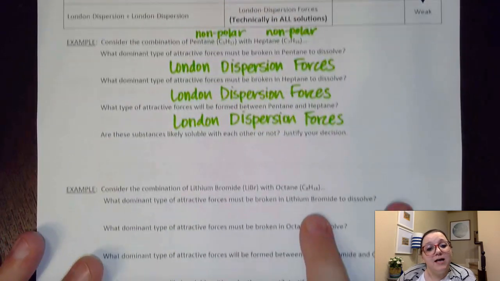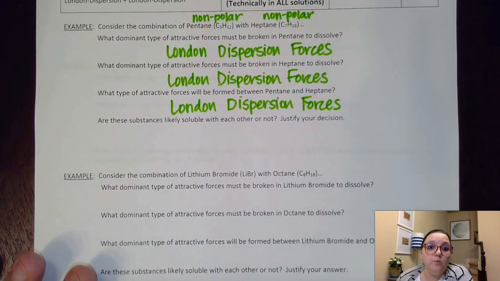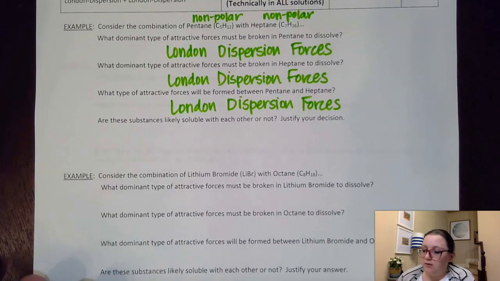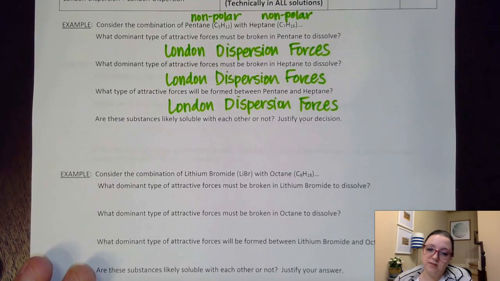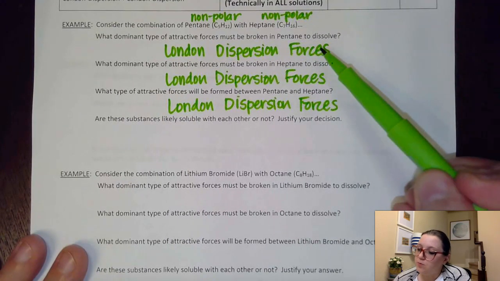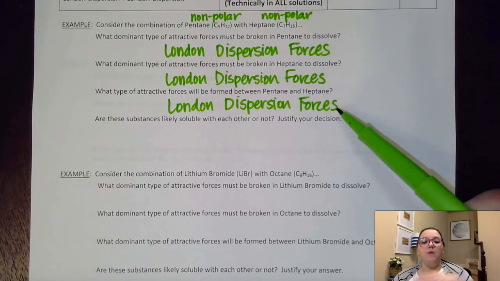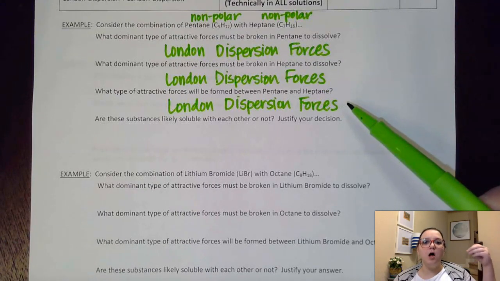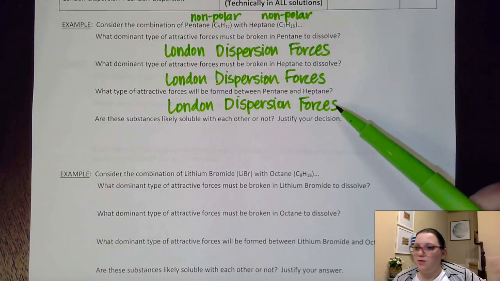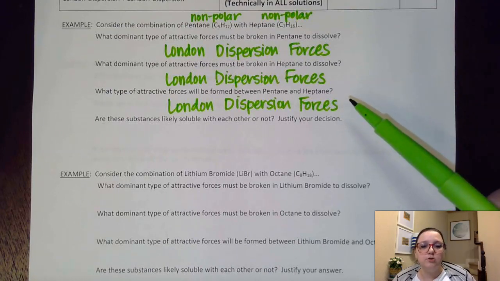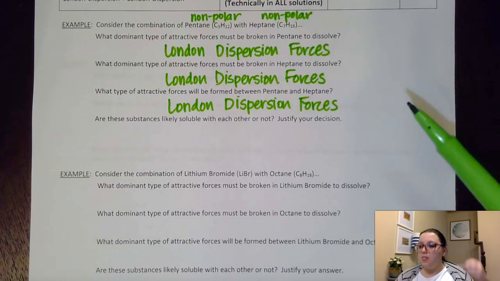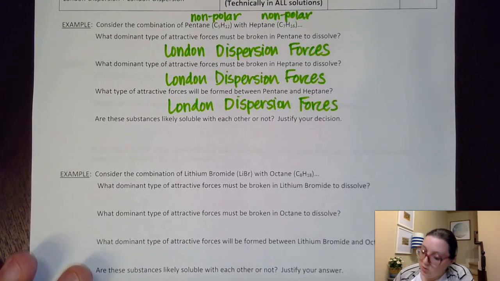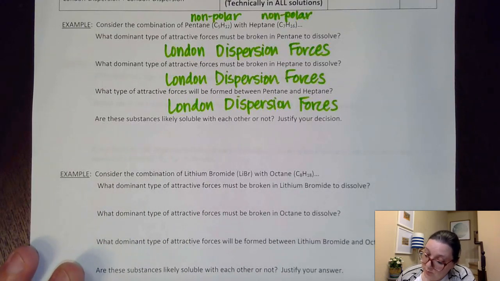Okay, so now it says, are these substances likely soluble with each other or not? Justify your decision. Well, let's think about the strengths here. There might be a slight difference in strength between pentane and heptane due to polarizability, but nothing dramatic. These were both very similar in strength, and I'm forming a new attraction that's also very similar in strength. I'm trading a London dispersion for a London dispersion. So if I'm trading a similar strength IMF for another one, then that attraction is likely to occur. So are these substances likely soluble with each other or not?